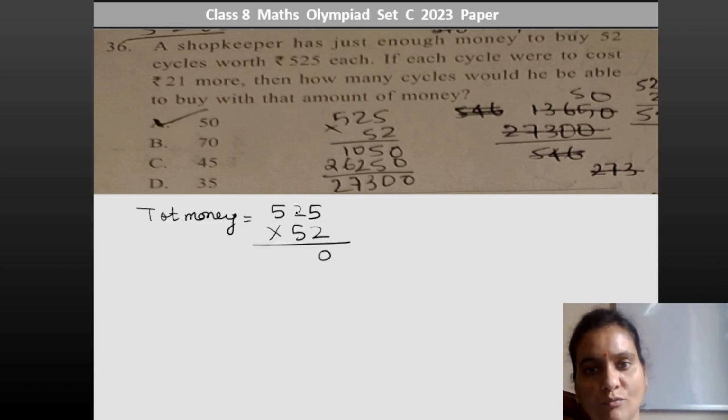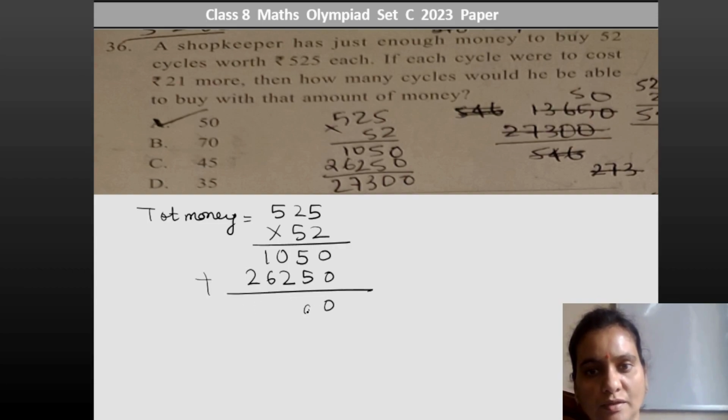So 2 5s are 10, 1 gets carried over, 2 2s are 4, 4 plus 1 is 5, 2 5s are 10. So here it's done. Now 5 5s are 25, 2 gets carried over, 5 2s are 10, 10 plus 2 is 12, 1 gets carried over, 5 5s are 25 plus 1 is 26. So we have to add all this up.